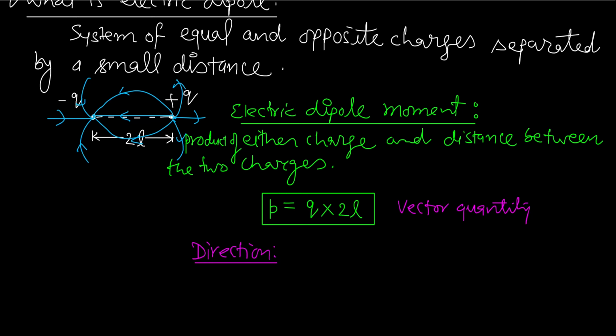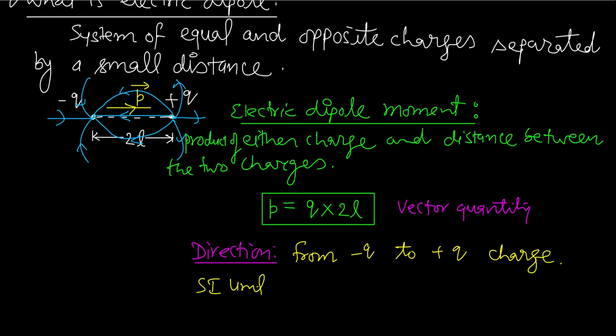But the dipole moment direction will be opposite to this. The electric field is directed from plus q to minus q, but the electric dipole moment will be from minus q to plus q. So the direction of electric dipole moment is always from minus q charge to plus q charge. This is important to remember, and it is a physical quantity, so it will definitely have a unit also. What is the SI unit of this electric dipole moment? As you can see from the formula, it is charge times the separation between charges. So the SI unit will be the unit of charge, coulomb, times the unit of distance, meter. So coulomb meter is the SI unit.